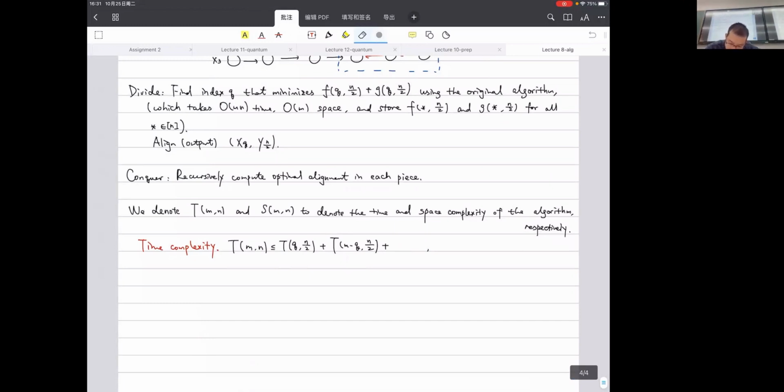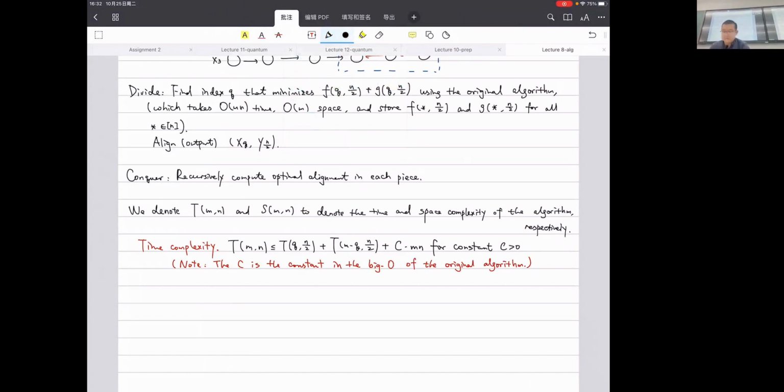For our convenience, we just write this as capital C times mn, just to make things look clearer. Note here that C is the constant in the big O of the original algorithm. So this is clearly a recursion that we are having here. Do you have any questions about this recursion of time complexity?